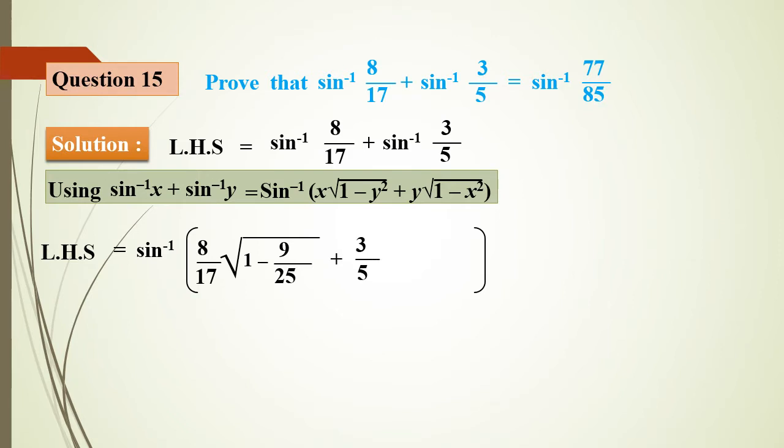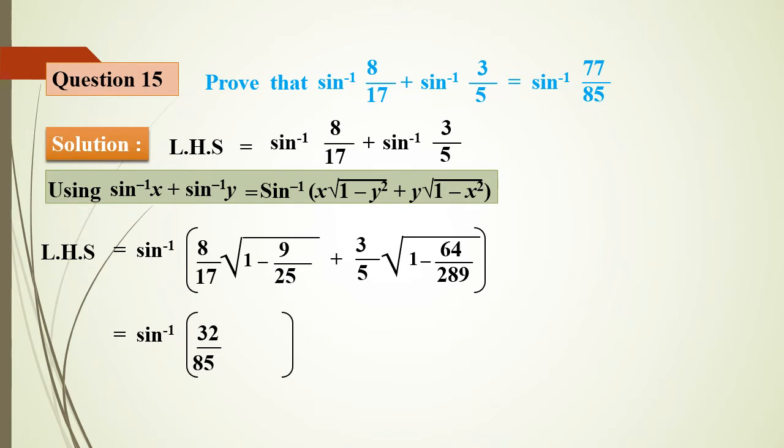25, y square. When you square the angle 3 by 5, 3 square is 9, 5 square is 25, plus y, that is 3 by 5, then root of 1 minus x square. x is 8 divided by 17, so it can be written as 8 square 64, 17 square 289.